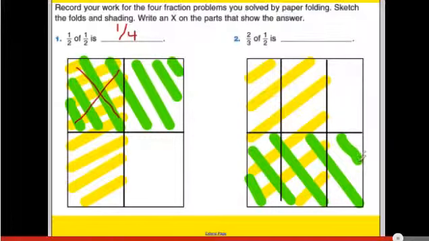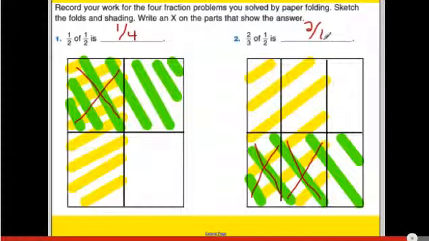Now, we need to look for the part that's overlapping. Which parts got double shaded? And let's pretend that these are equal. They should all be equal, shouldn't they? But humans aren't perfect, so I didn't make them quite equal. Okay, 2 of these boxes are double shaded. So 2 boxes out of 1, 2, 3, 4, 5, 6 total boxes. Okay, so the answer is 2/6. Or you can see here that it can be reduced to 1/3. 2 divided by 2 is 1, 6 divided by 2 is 3.